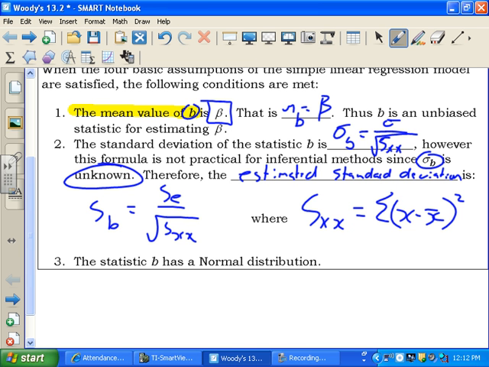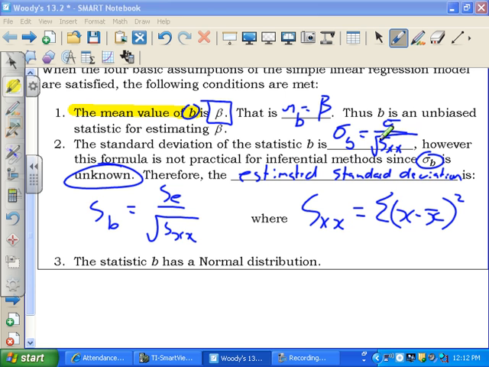Lastly, number 3, the statistic has a normal distribution. Again, we'll get into that in a second. Big takeaway from all this, realize that we're using a t-statistic because sigma is unknown, and this is the standard error for slope. Yesterday we had the standard error for the linear regression model. This is the standard error for slope. So this is just talking about slope.